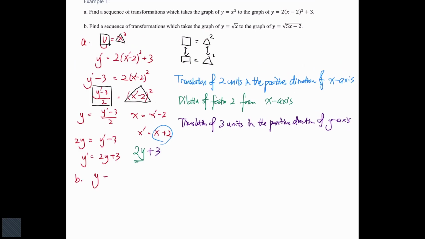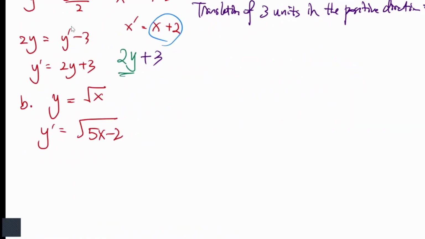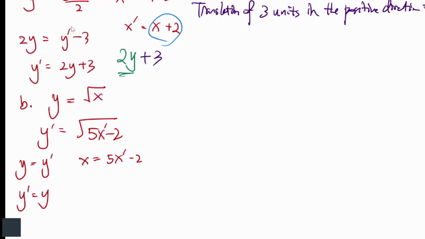Now, originally, I get y equals square root of x. Now we have y dash equals square root of 5x minus 2. Now this time is actually easy. They are already in the same format because they are in the format of something equals square root of something else. So we can match them. Y equals y dash, x equals 5x dash minus 2. And you can say y dash equals y, and I need to make x dash the subject. So x plus 2 equals 5x dash. X dash then equals x plus 2 over 5.